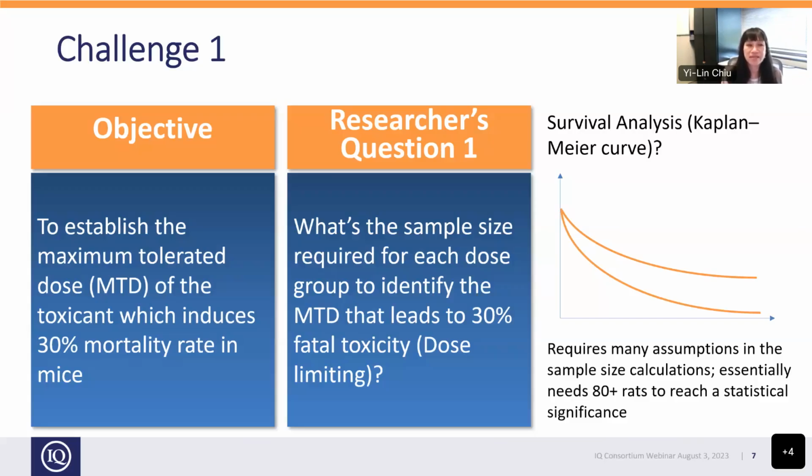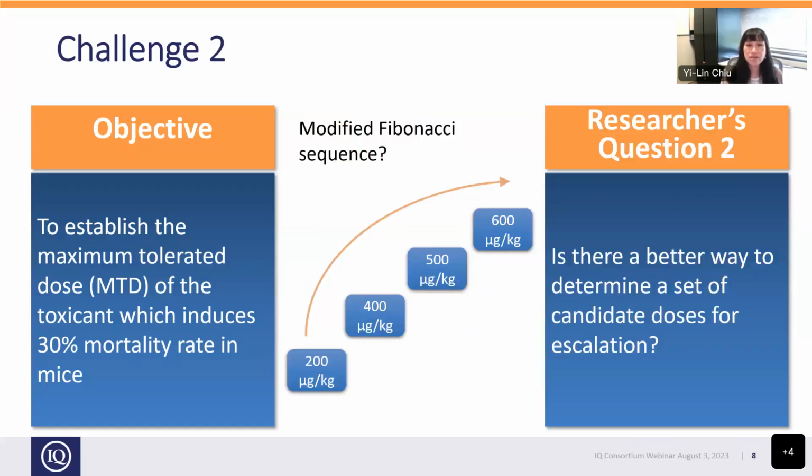I mean, we all know that for survival analysis, in order to have a proper statistical power, you do need a lot of subjects. So 80 plus rats, or mice, I'm sorry, to reach statistical significance, that's certainly not quite feasible. And then the second question is also a very good one. Is there a better way to determine a set of candidate doses for the escalation?